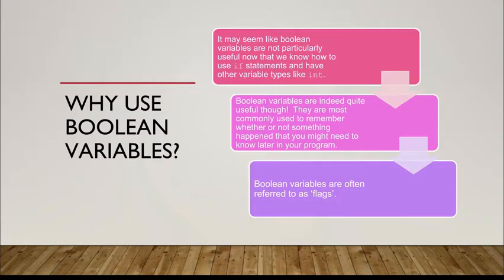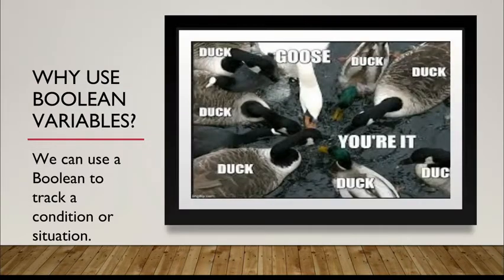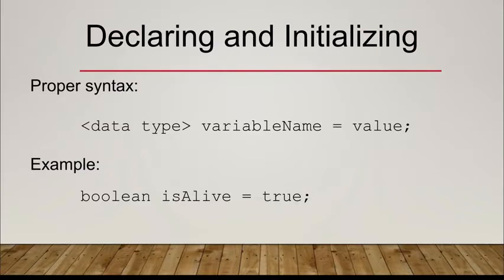It may seem like Boolean variables are not particularly useful now that we know how to use if statements and have other variable types like int. Boolean variables are indeed quite useful though. They are most commonly used to remember whether or not something happened that you might need to know later in your program. Boolean variables are often referred to as flags. Why use Boolean variables? We can use a Boolean to track a condition or a situation.